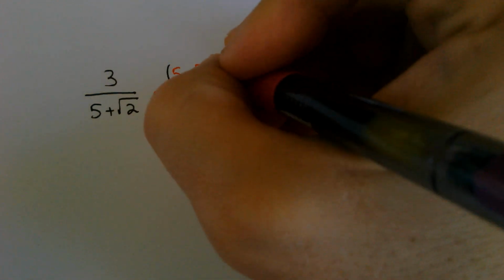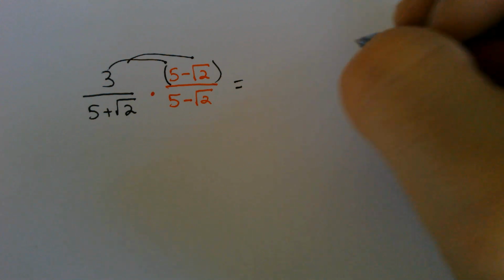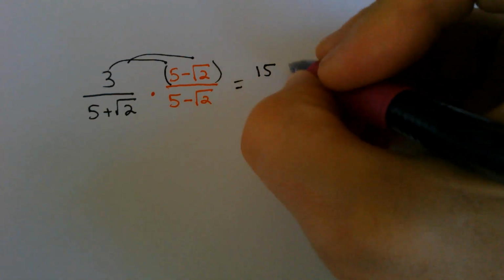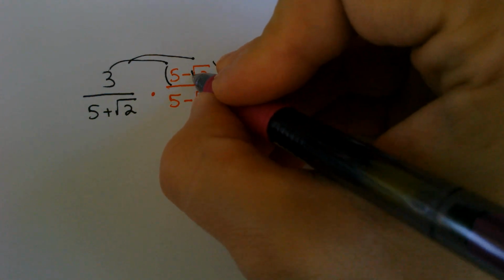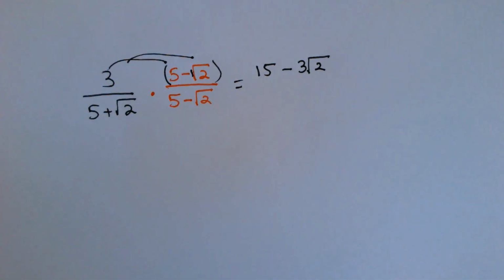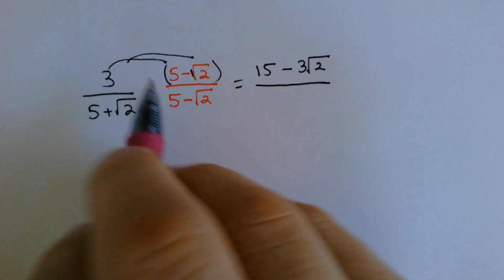In this case, there's a 3 on the top, so we're going to distribute the 3 to both terms, making that the easier part of the problem. 15 minus 3 square root of 2, because it's kind of like saying 1 times 3 on the outside, over the bottom part we are going to have to FOIL.